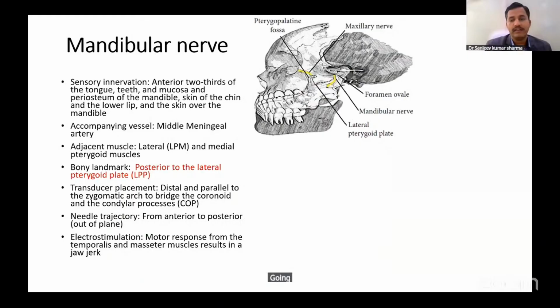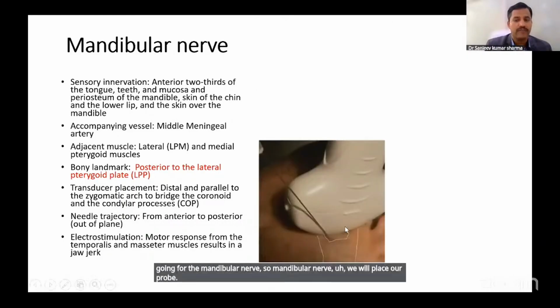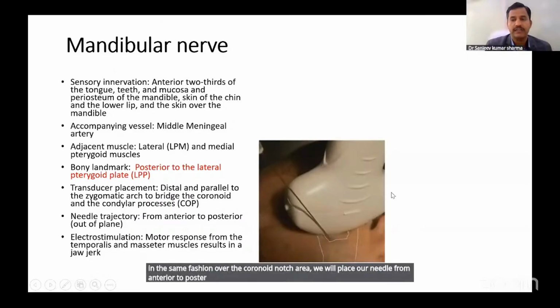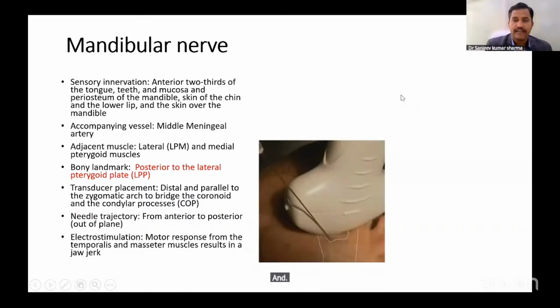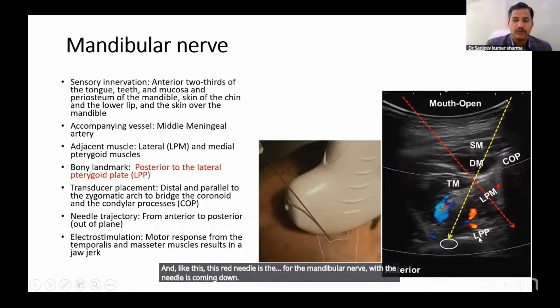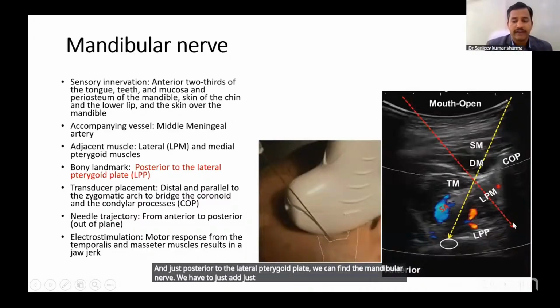Going for the mandibular nerve. We will place our probe in the same fashion over the coronoid notch area. We will place our needle from anterior to posterior direction, and this red needle is for the mandibular nerve. With the needle coming down, just posterior to the lateral pterygoid plate, we can find the mandibular nerve. We have to just adjust our needle and find the mandibular nerve by sensory stimulation.